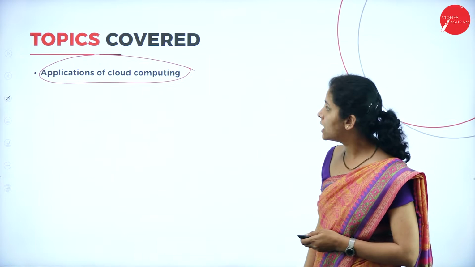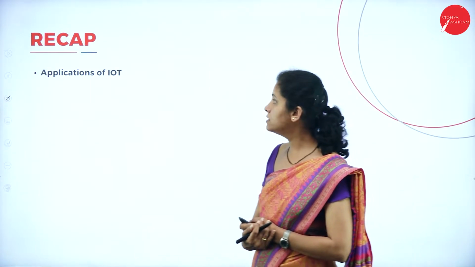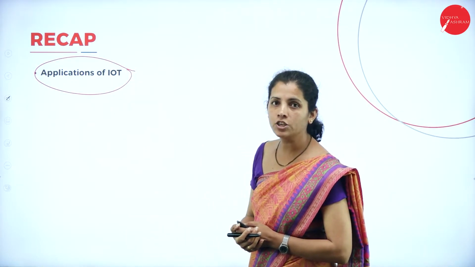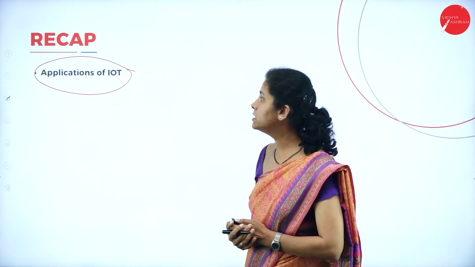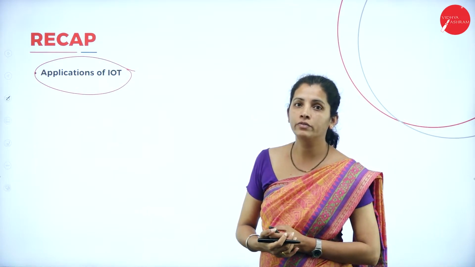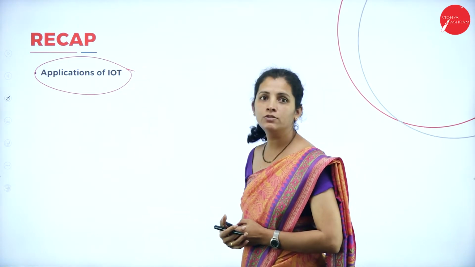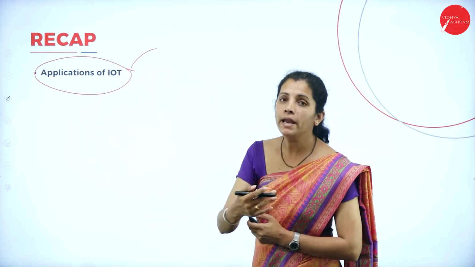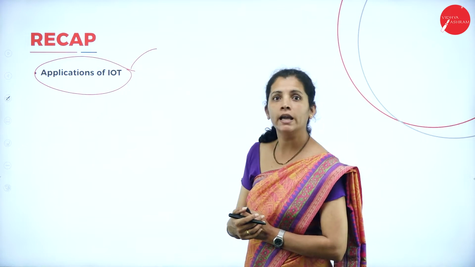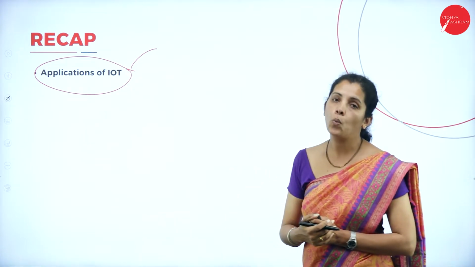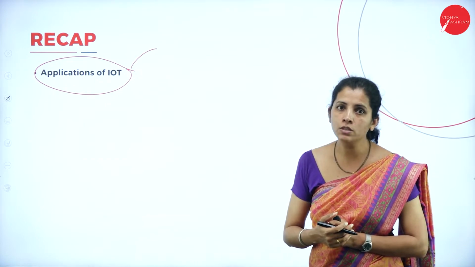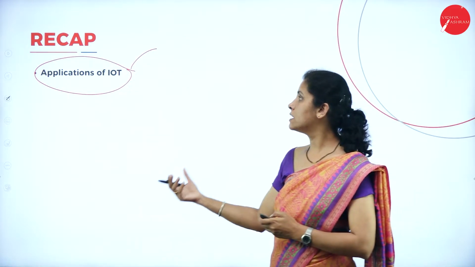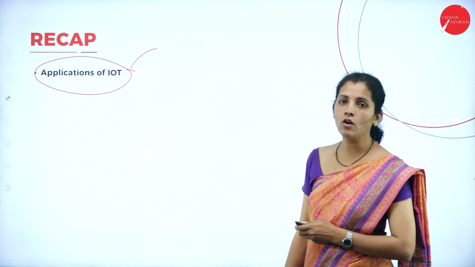Before starting today's session, let's recall the topic which I discussed in my previous session. I started with the applications of Internet of Things. So, what are the applications of IoT? IoT is mainly used in areas like industry, traffic management, water management, smart house, garbage management, etc. These are some of the applications of Internet of Things.